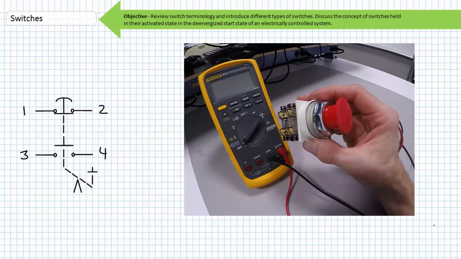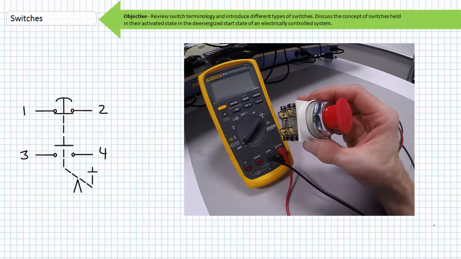This example ESTOP has 4 terminals, one pair of terminals being a normally closed switch from 1 to 2, and the other pair of terminals being a normally open switch from terminals 3 to 4. The schematic indicates there is a mechanical interlock between the 2 switches. When the mushroom head actuator is pushed, the top switch from 1 to 2 opens, and the bottom switch from 3 to 4 closes simultaneously.